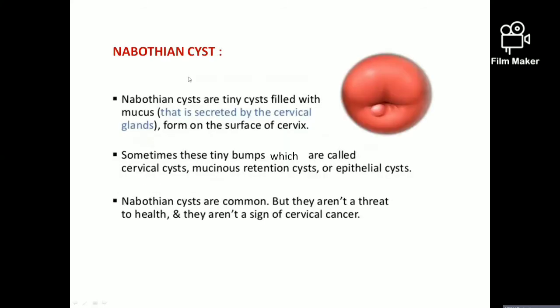Now we will focus more on Nabothian cyst. What exactly is the Nabothian cyst? Nabothian cysts are tiny cysts filled with mucus that is secreted by cervical glands, which are formed on the surface of the cervix. We call it a Nabothian cyst. Sometimes these tiny bumps, which are called cervical cysts, look like a mucinous retention cyst or epithelial cyst. Nabothian cysts are very common, but they aren't a threat to health. They aren't a sign of cervical cancer. It means we should not worry much because it may heal easily.